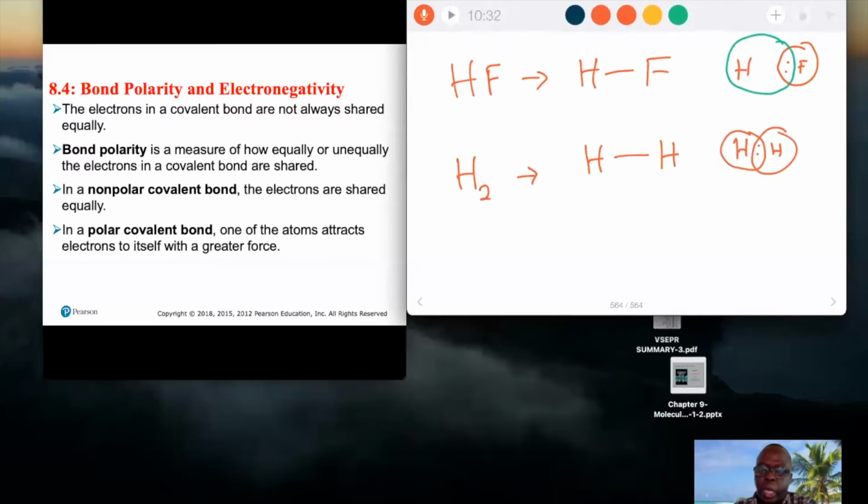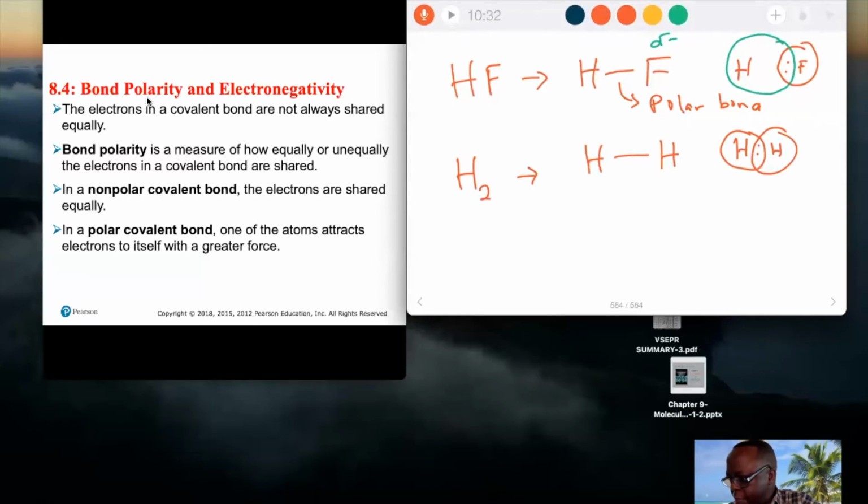An unequal sharing of electron leads to what we call bond polarity, that the bond is polar. This is a polar bond because of an unequal sharing of electron. Fluorine is the most electronegative element on the periodic table.